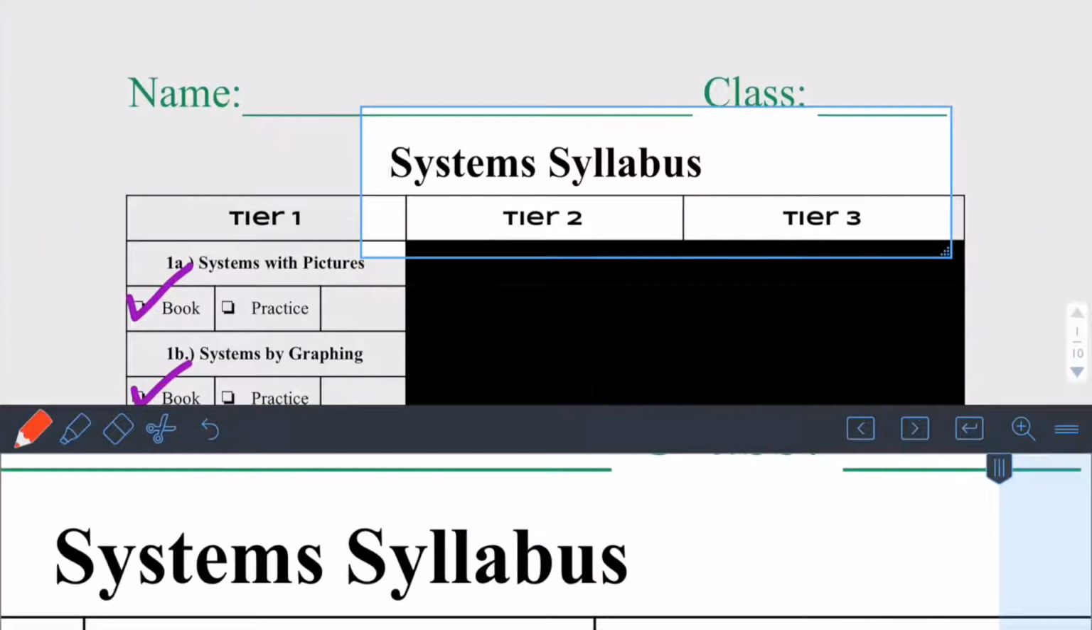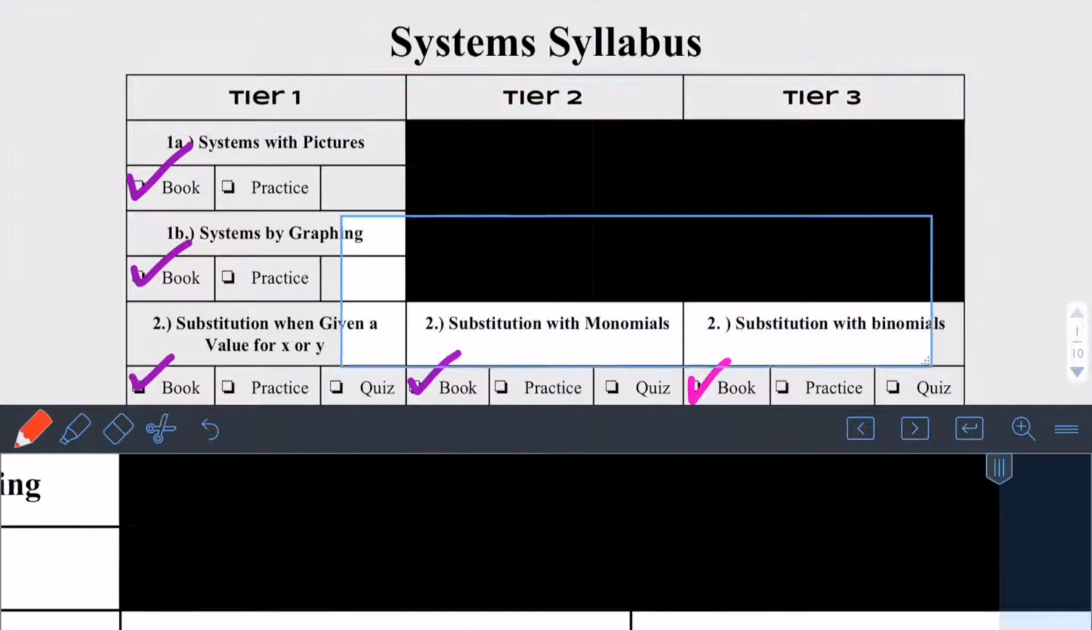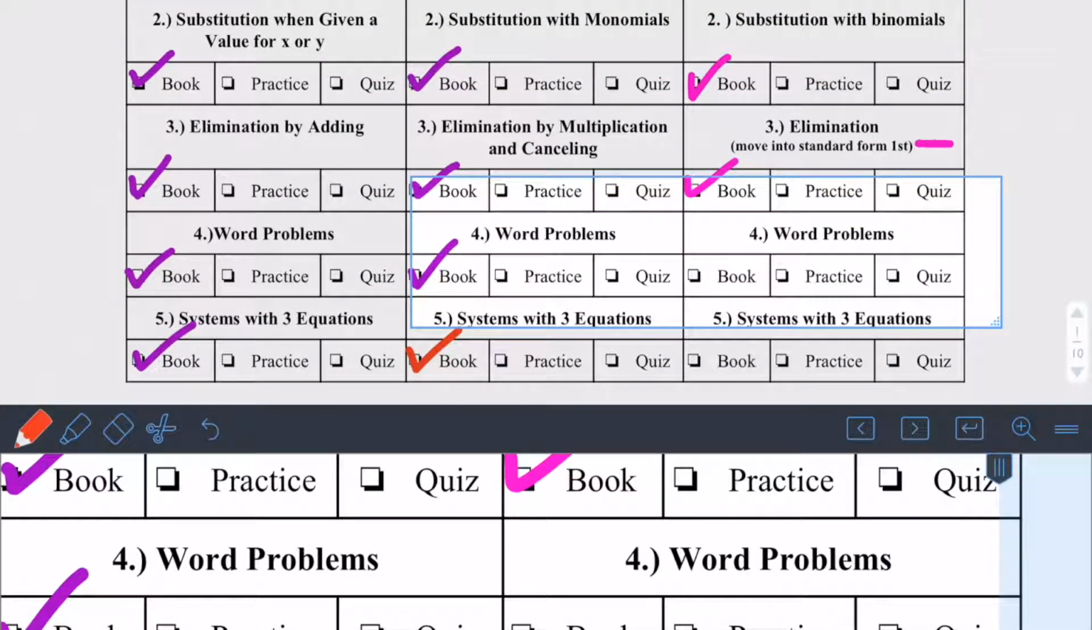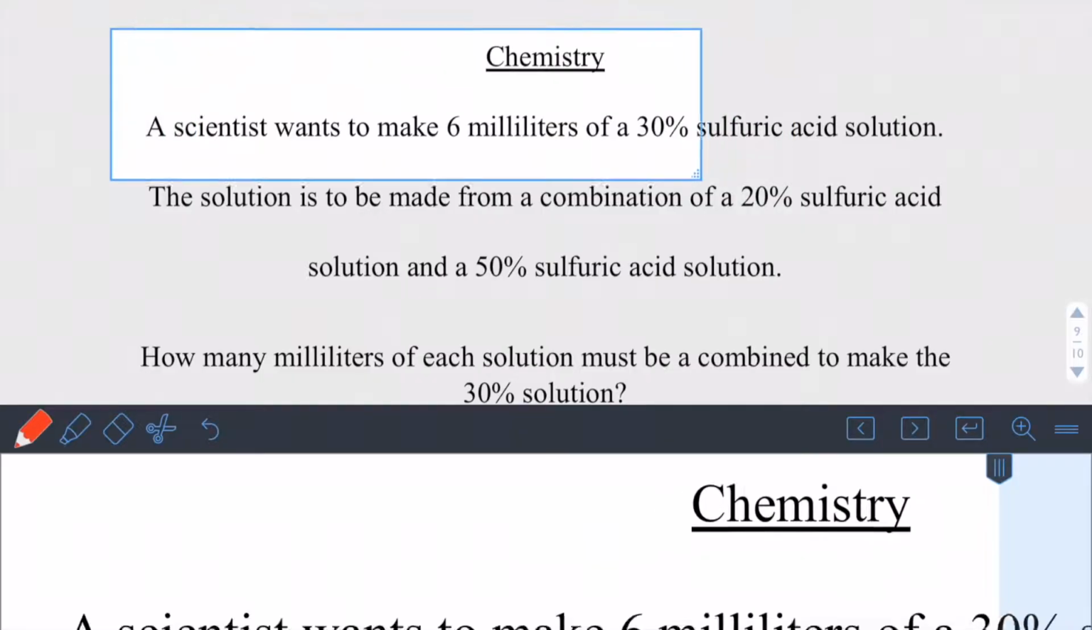Hi guys, here we are again in Unit 2, Systems of Linear Equations. We're in Tier 3, and we are down now to Lesson 4, which is a word problem. This word problem's pretty intricate. It's a chemistry word problem.